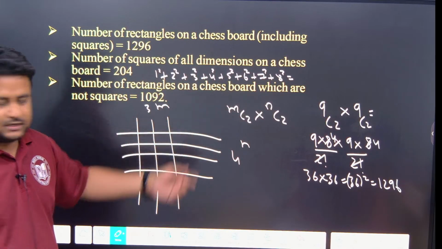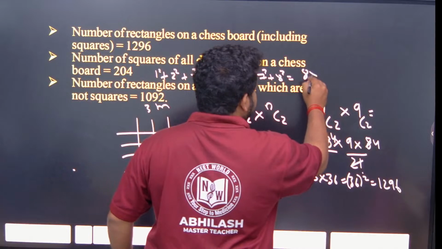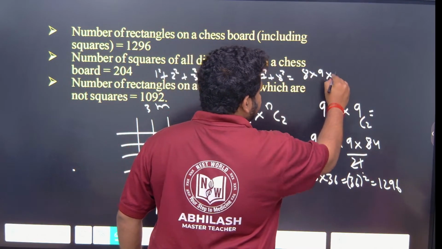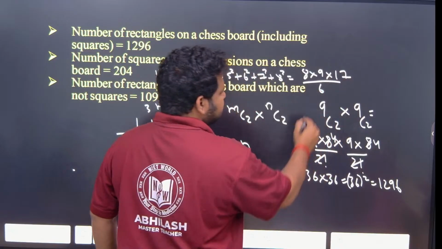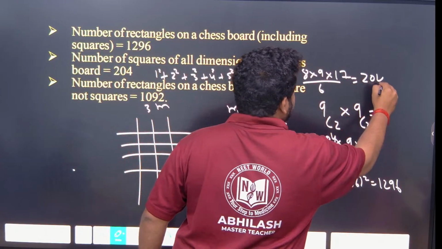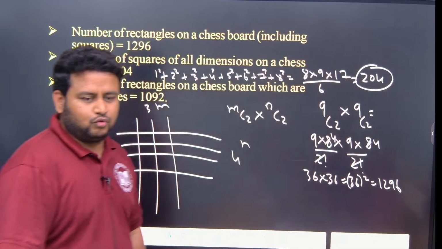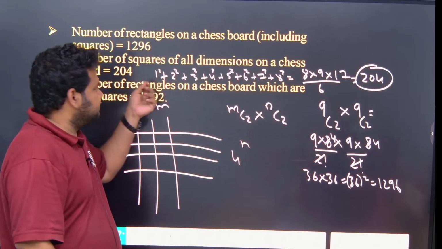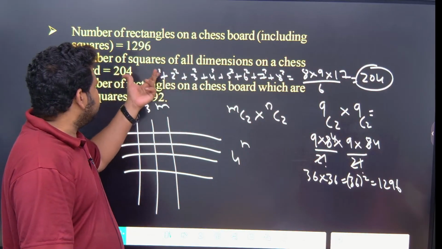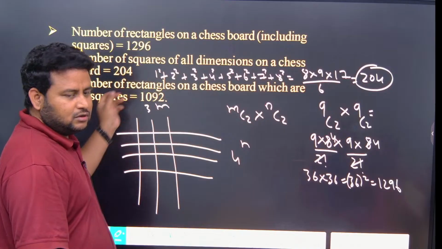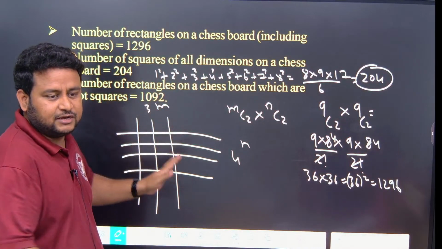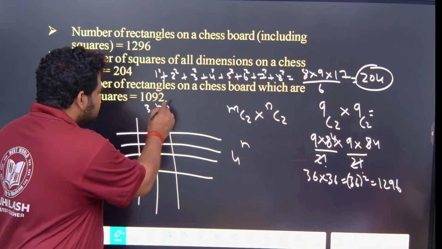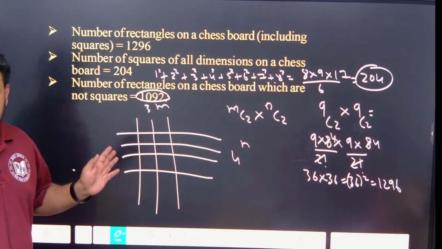So 8 into 8 plus 1 is 9, into 2n plus 1: 2 eights are 16 plus 1 is 17, by 6. On solving this we will get 204. Now we got the rectangles including the squares, and only the squares is 204. Now if I want only the rectangles, not the squares, from this 1296 you remove the squares, and whatever value you get, that is 1092. This is the topic we learnt yesterday.